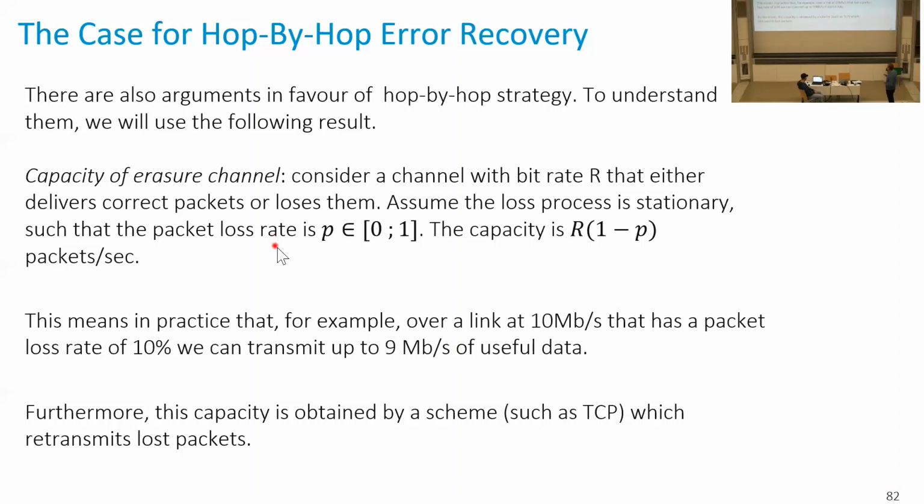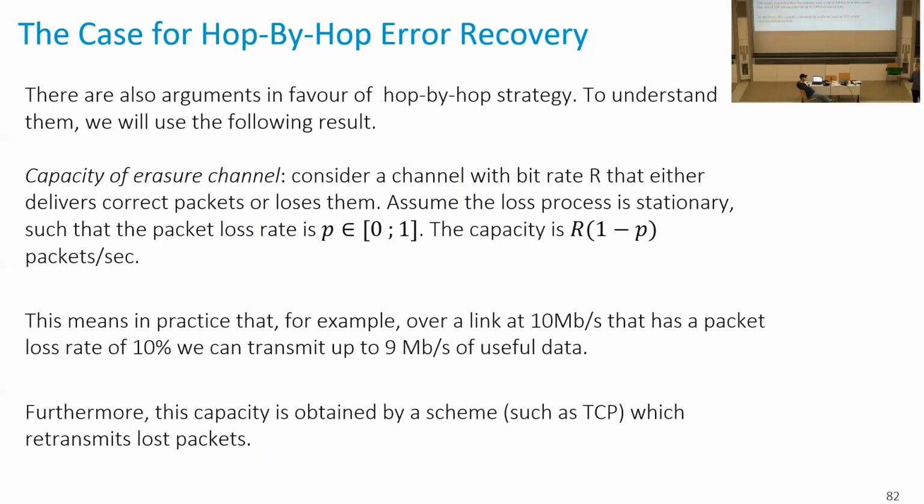If we have a channel that loses 5% of the packets, then how much information can we send on this channel? Well, there is a very simple result that says the capacity is the rate discarded by the loss. So if I have a channel at 1 gigabit per second that loses 1% of the packets, then I could do 99% of 1 gigabit, which is 990 megabit per second of useful information. That's the capacity, which means I cannot do exactly that, but if I'm smart, I can come close to it.